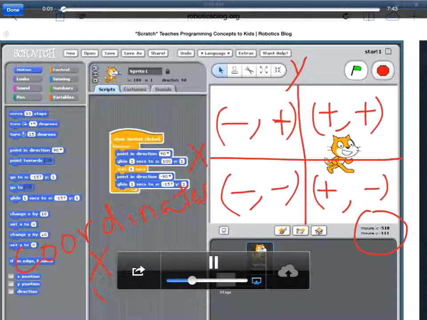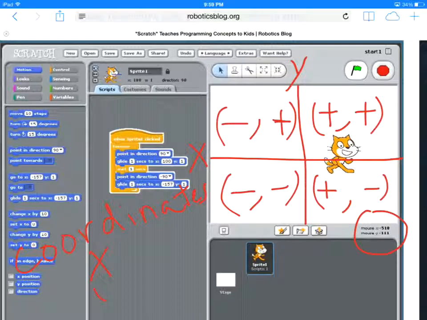Okay, we're going to start the lesson. The lesson that we did was teach students what XY coordinates are. We did it in a way that they would understand. They're learning how to program in a program called Scratch. It's an MIT program that teaches programming concepts to children.